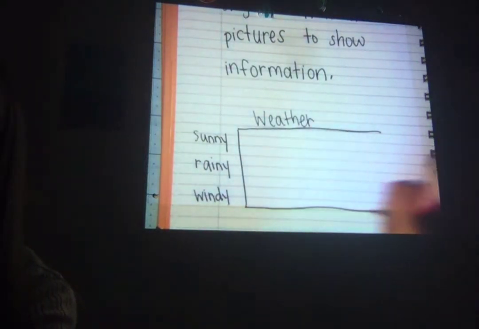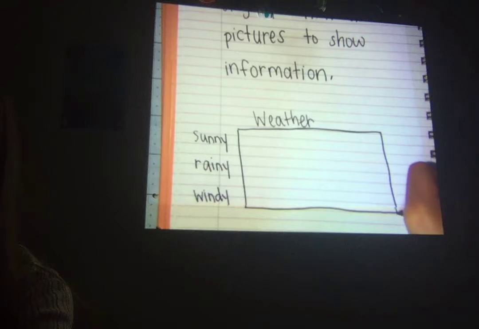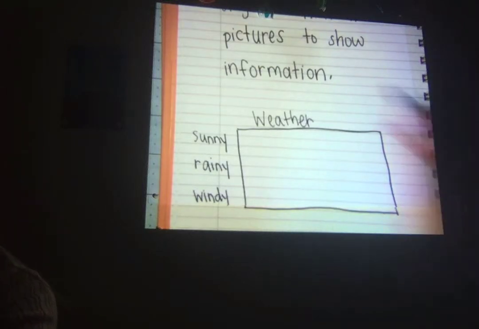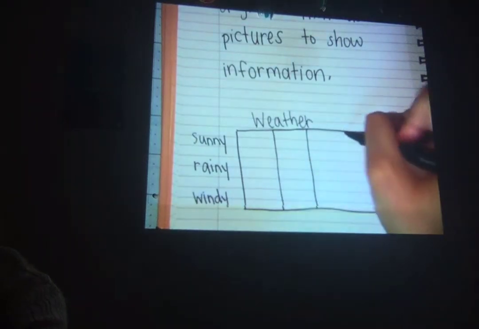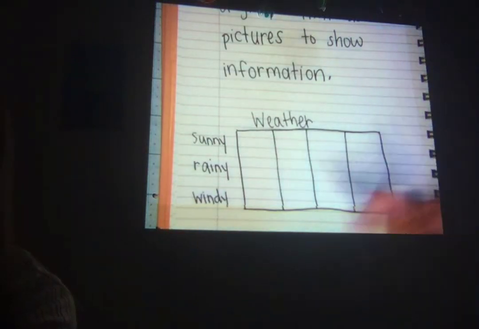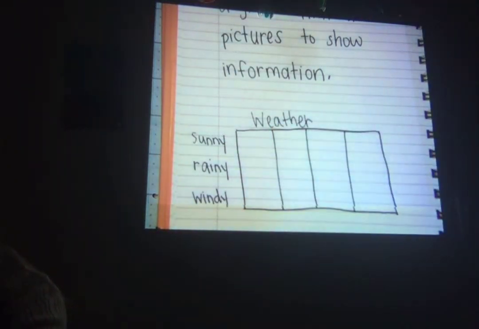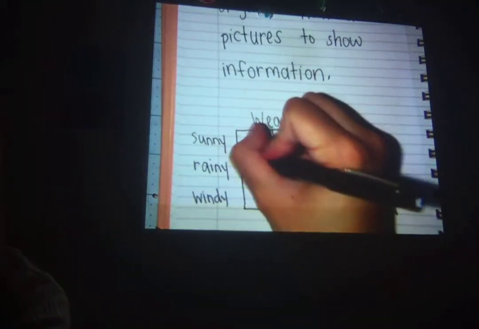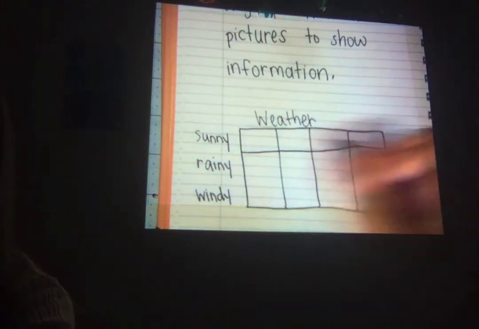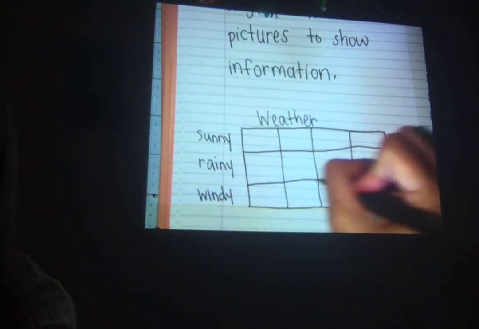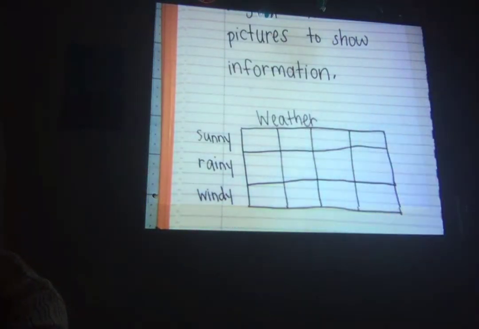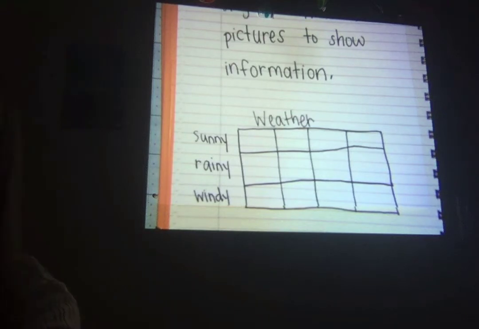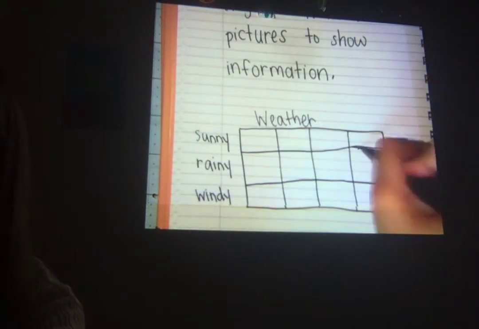Okay, and now I'm going to make a box. And I'm going to make my box into smaller boxes. I'm going to do it in half. I'm going to do it in half again. That one in half, that one in half. And then I'm going to draw a line. So hold on, make it into 4. And then I'm going to draw a line in between sunny and rainy. And in between rainy and windy. Okay, so you should have 3 going this way and 4 going this way. Okay, go ahead and pause the video if you need to make yours look nice and pretty.